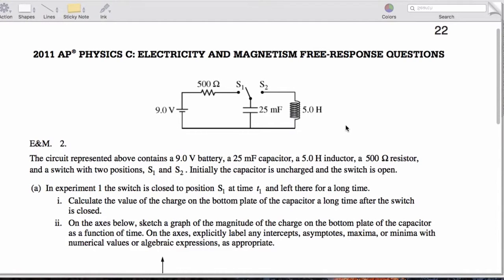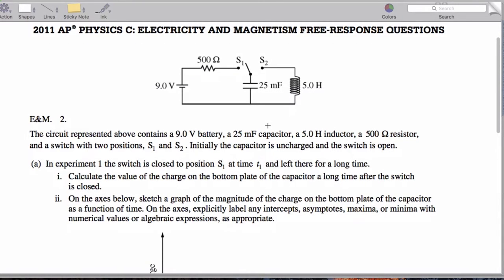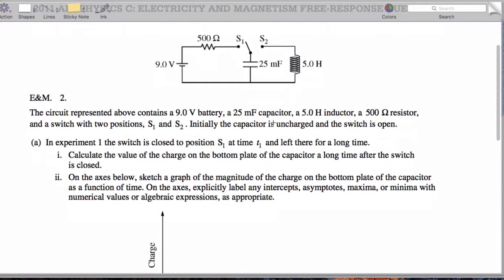All right, so we are working on a capacitor problem, and it's an RC circuit. In a later unit, we're going to solve the problem where we switch it to switch 2, but we're actually just going to work with S1 right now. It says calculate the charge on the bottom plate of the capacitor a long time after the switch is closed.